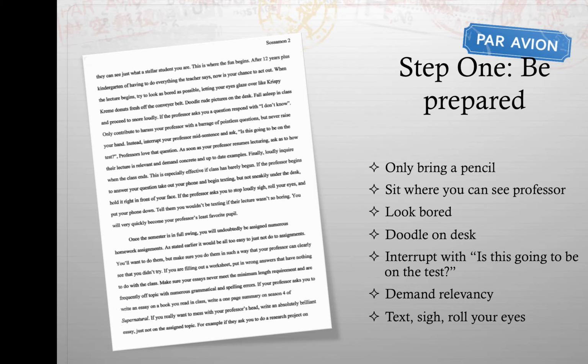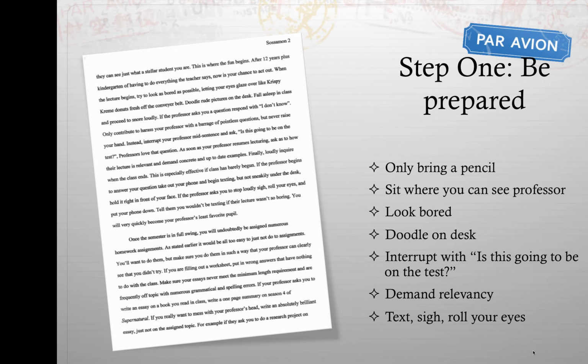So again, a lot's happening in this paragraph. You can see I started to make a list here of all the mini steps along the way that she's telling us in the paragraph. And look at the difference here. If the writer were to just have all of these mini steps within this one body paragraph, this list would just be very underdeveloped, and the paragraph would kind of be boring. Only bring a pencil, sit where your professor can see you, look bored, doodle on the desk, interrupt with is this going to be on the test, demand relevancies, text, sigh, and roll your eyes.